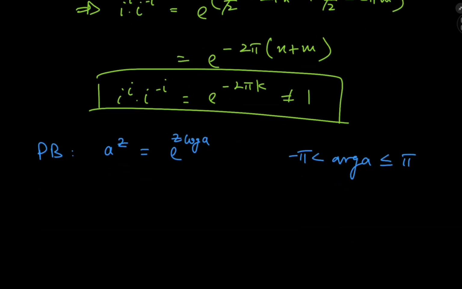And of course, we saw that any branch cut that restricts the argument to an interval of length 2 pi works for the logarithm. So an equally valid definition would be e to the z times log a, where the argument of a is restricted between 0 inclusive and 2 pi exclusive. Okay, that was pretty cool, but now let's make some observations of the complex power function.